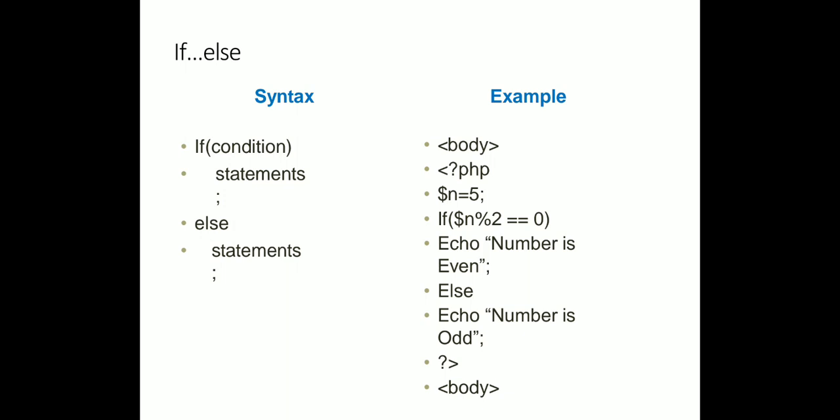The example of that can be seen in another block of code. I have started with the body tag and started the PHP script. I have defined a variable $n equals 5, providing the value of n as 5, and now I have written the if condition. If $n mod 2 equals 0, then echo the number is even, else echo the number is odd. So this is the simple even odd program.